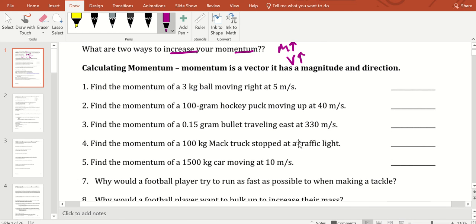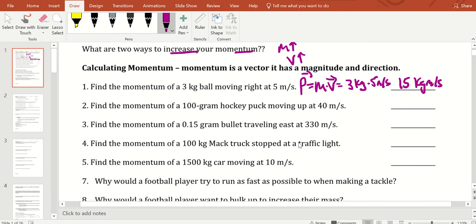Let's practice calculating momentum. Again, momentum is equal to the product of mass times velocity. So I have a 3 kilogram ball moving at 5 meters per second. 3 times 5 is 15. Kilograms times meters per second is kilogram meters per second.